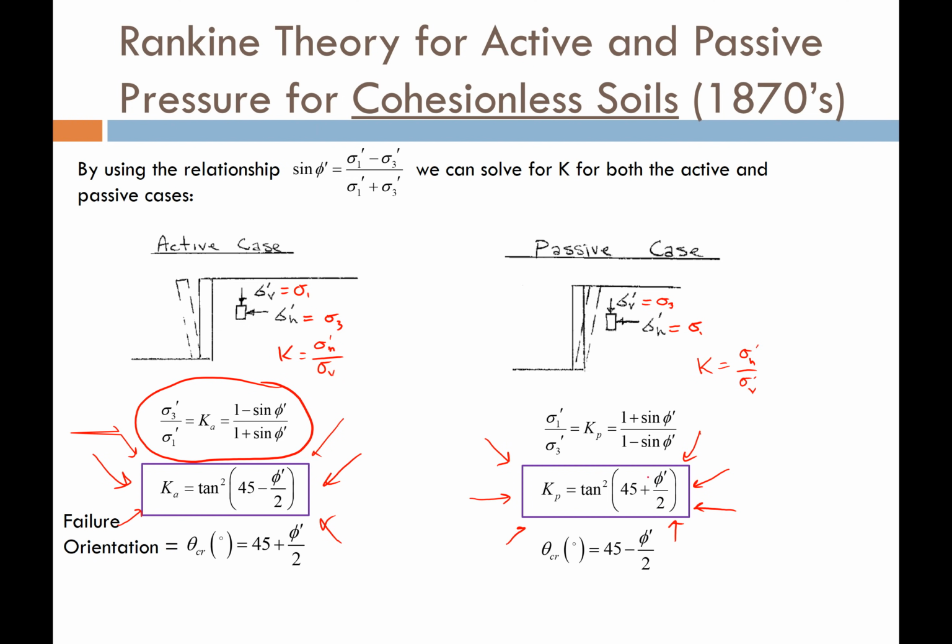Folks, the only difference between these two equations: passive has a plus, active has a minus. That's it. Other than that, they're the same equation. Also, in terms of our failure orientation, if we were to draw the plane of that failure surface through the pole, for the passive case, it's a minus. For the active case, it's a plus. And again, all of this is just based off geometry from the Mohr circle.